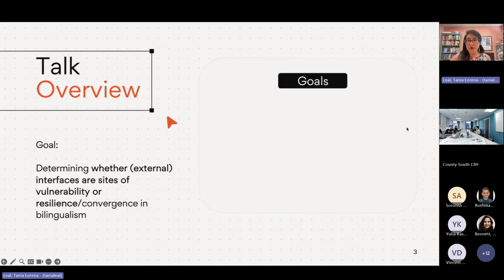Now, the overarching goal of the research I'll be talking about today is to better understand whether external interfaces like the syntax pragmatic interface are either areas of struggle or maybe convergence. And I will go further to say that maybe it's the opposite of struggle, but I'll let you guys decide and tell you my idea about it.